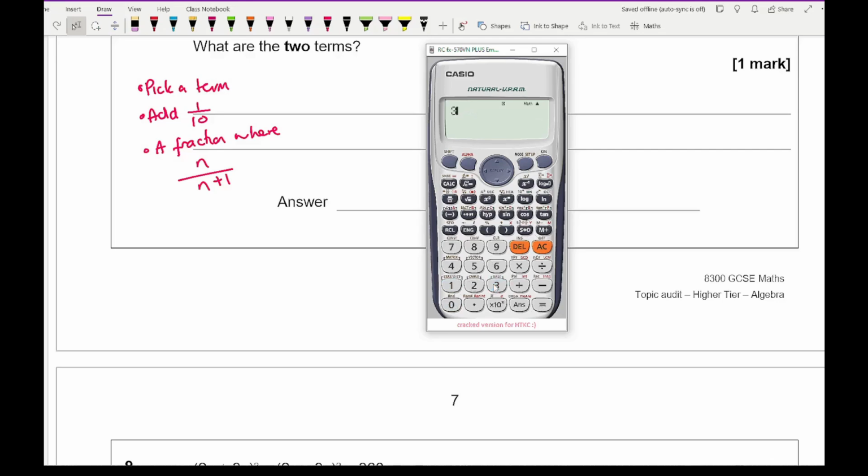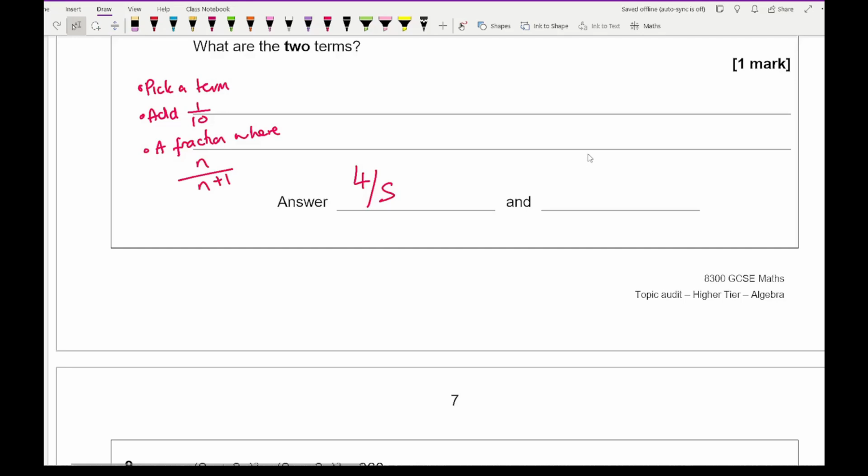So try the next one, 3 over 4 plus 1 over 10. That doesn't work because again I got a difference of 3. Then try the next one, which is 4 over 5 plus 1 over 10. And that equals 9 over 10. As you can see, that has got a difference of 1, so there is my answer. So it's 4 over 5 and 9 over 10.